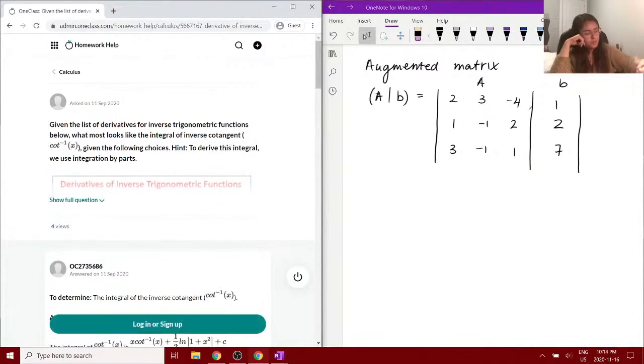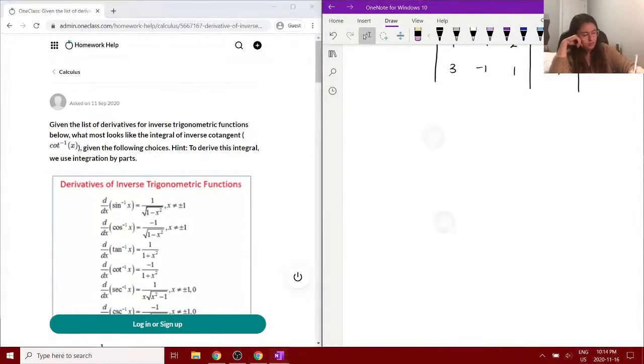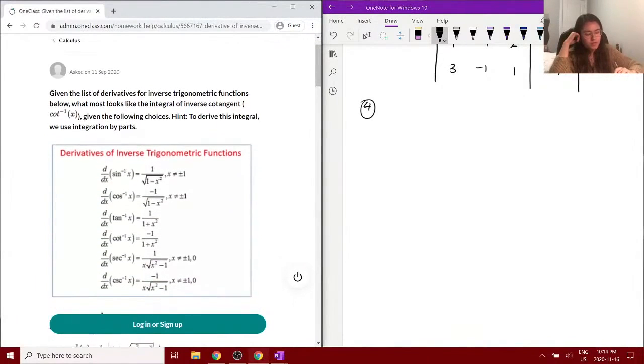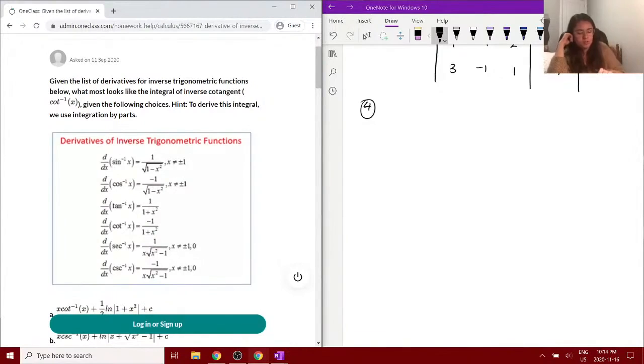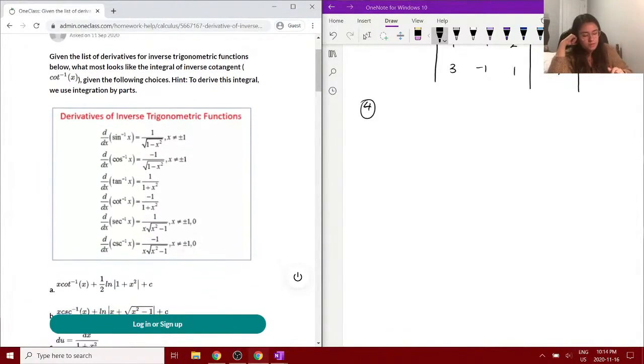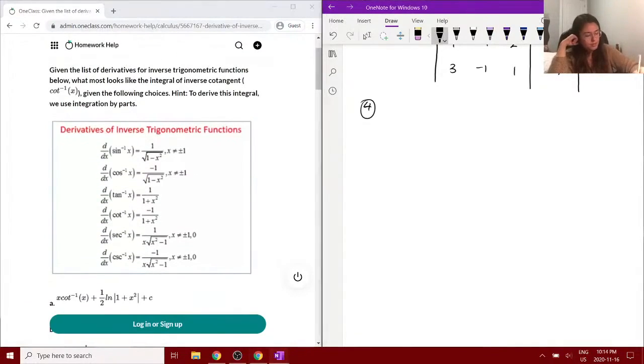Okay, we have question number 4. So this is a longer one. Question number 4. Given the list of derivatives for inverse trigonometric functions below, what most looks like the integral of inverse cotangent, or as it's given here, given the following choices? So basically what it's asking here is what is the integral of the inverse cotangent?